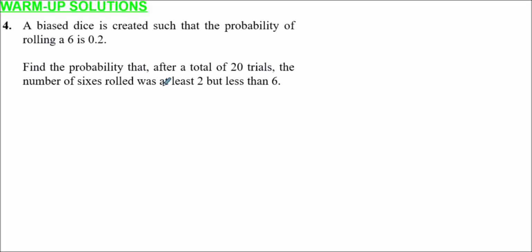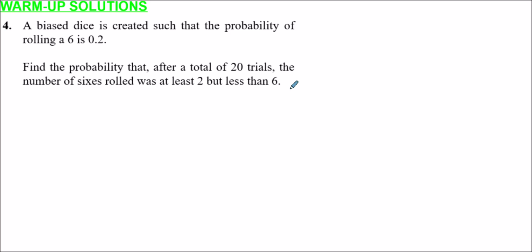Question 4, we've got a bias dice created such that the probability of rolling a 6 is 0.2, so that's slightly above 1/6. Find the probability that after a total of 20 trials, the number of 6s rolled was at least 2, but less than 6. So I've not said here, what you need to remember and realise is this is a binomial distribution.